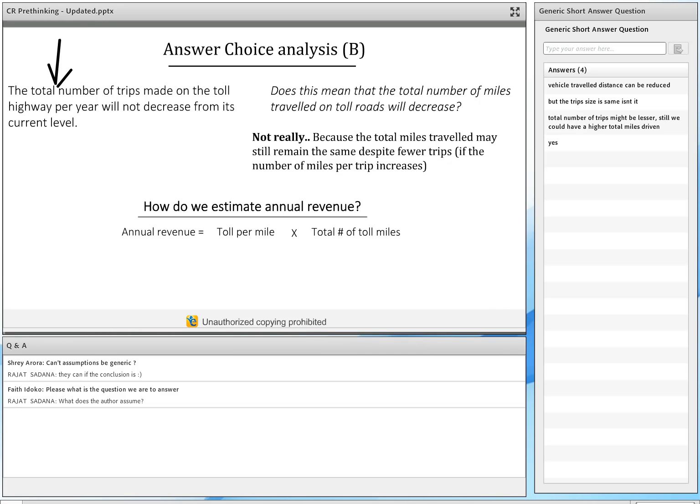Who says the trip size remains the same? Sunny, it's actually given to you that the toll is per mile, which is indicating the reason why you have a toll per mile is because different trips have different numbers of miles.